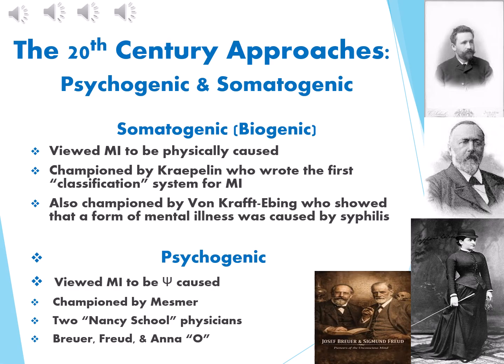It was championed by Emil Kraepelin, who wrote the first classification system for mental illness. If you spell classification with a K, it might help you to remember that's associated with Kraepelin. It was also championed by von Krafft-Ebing, and he showed that mental illness, in the case of the condition of general paresis, had a physical cause, that of syphilis. So here was the first evidence ever that a mental illness could be caused by a physical disease.